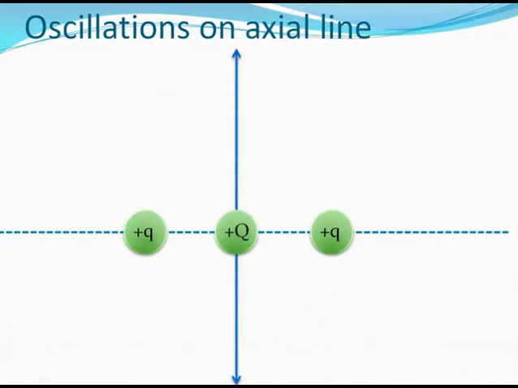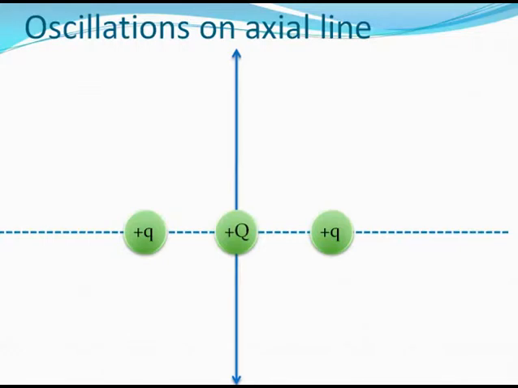Oscillations occur when you take a positive charge capital Q and place it in between two charges plus small q and plus small q. So oscillations occur on the equatorial line when you take a negative charge, or a charge of opposite sign compared to the two positive charges on the axis, and stretch it a bit. And oscillations occur on the axial line when you take a charge of the same sign and stretch it a bit along the axial line.